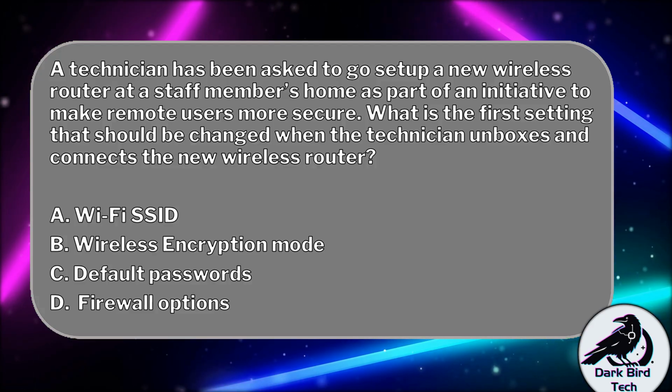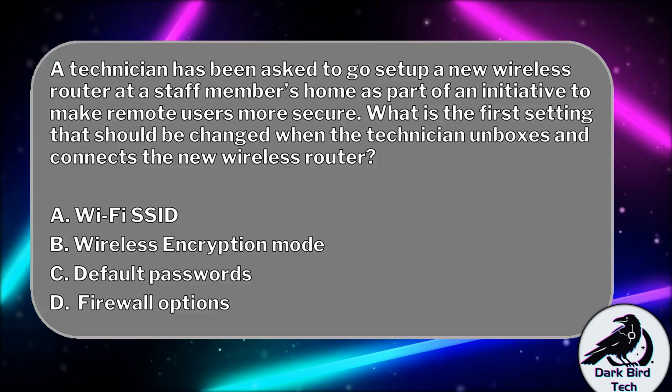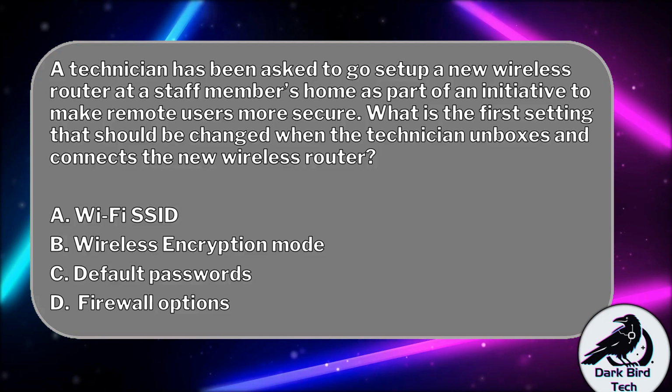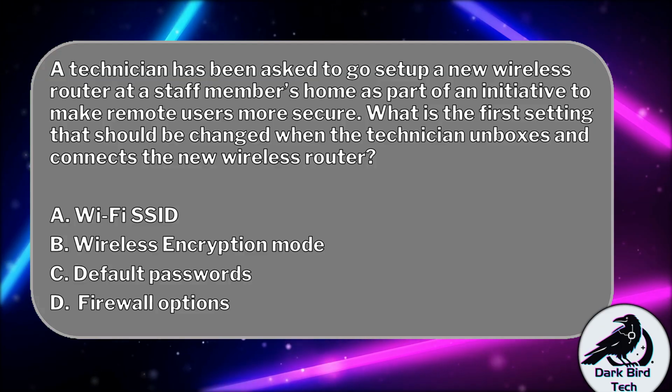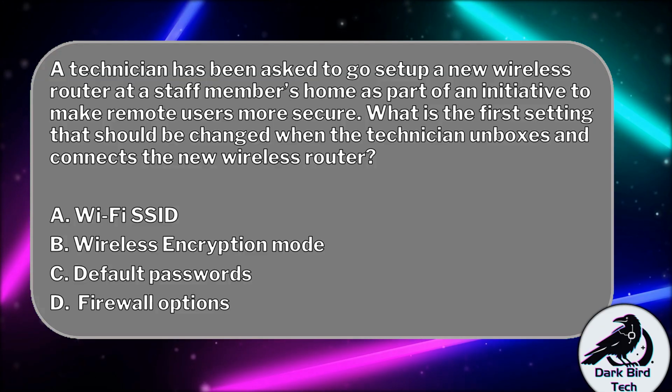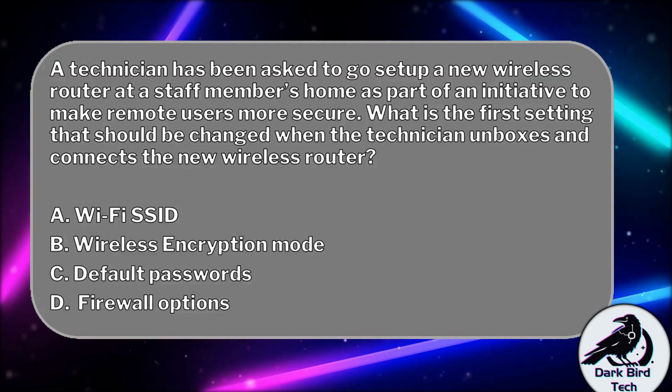Then we have the wireless encryption mode. Not a bad thing to look at and consider changing. Depending on the home router that you've got here, it might be running WPA2, it might be running WPA3. Most home routers do generally default to one of those two. But if it is using WPA2 and is capable of WPA3, and all of the user's wireless devices are also capable of WPA3, you might as well go for the stronger, better wireless encryption mode.